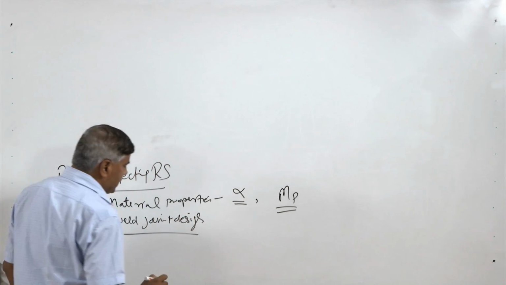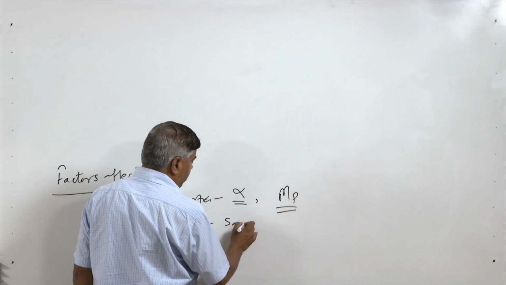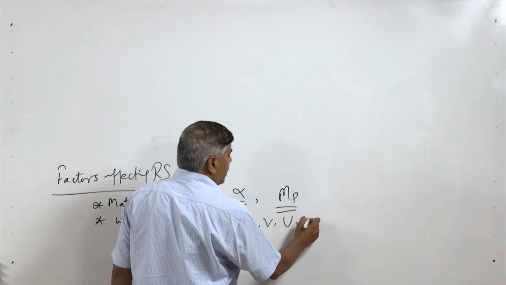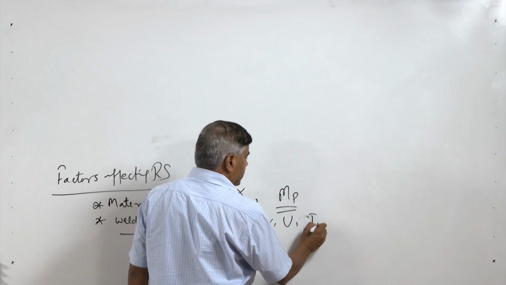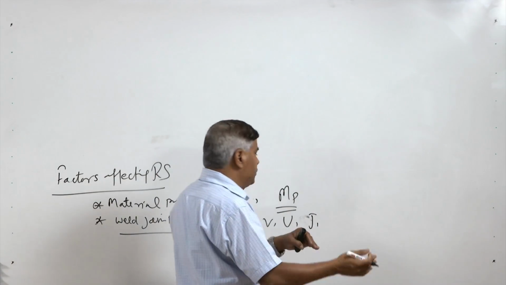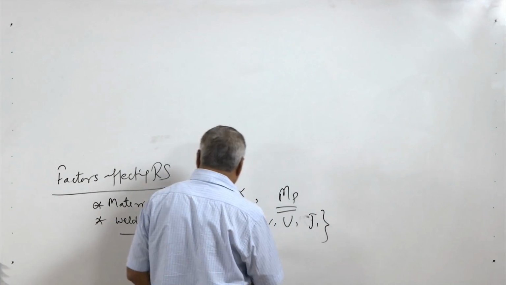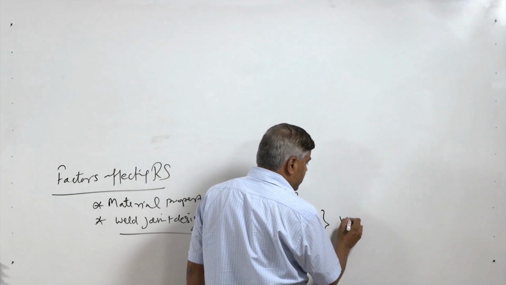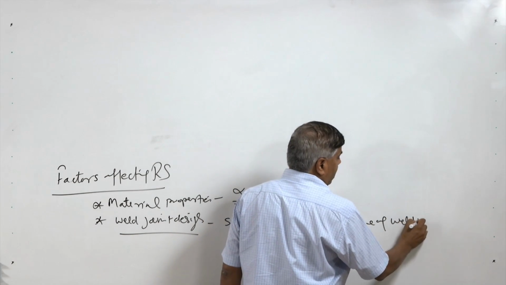This factor is basically related to the kind of groove which is being used. It is the square, V, U or J, or the double V, double J, bevel, etc. There are various types of groove geometry, and the purpose of all this is to see that the groove geometry affects the volume of the weld metal.